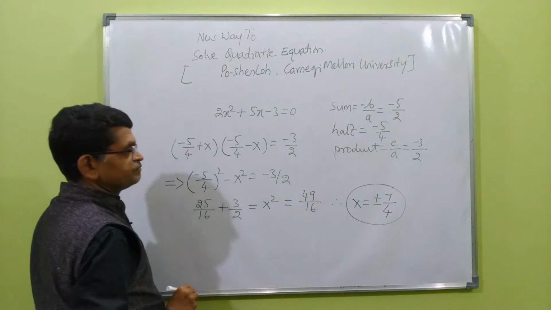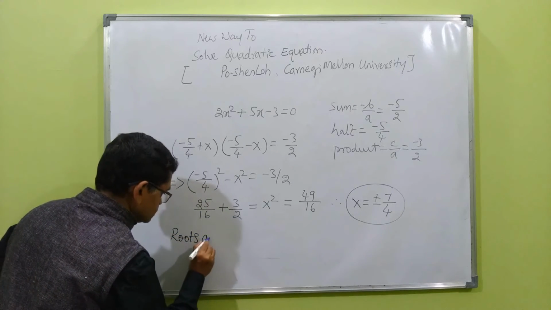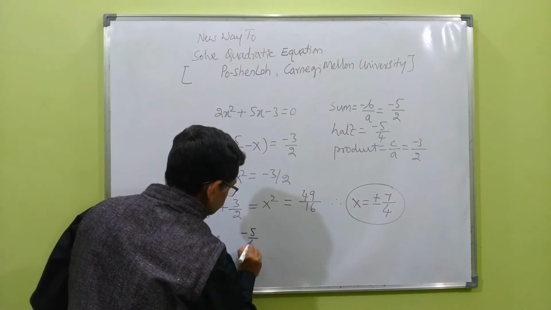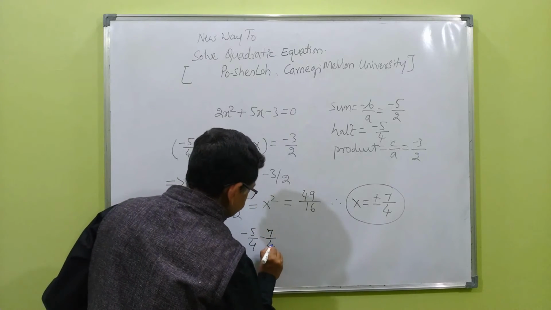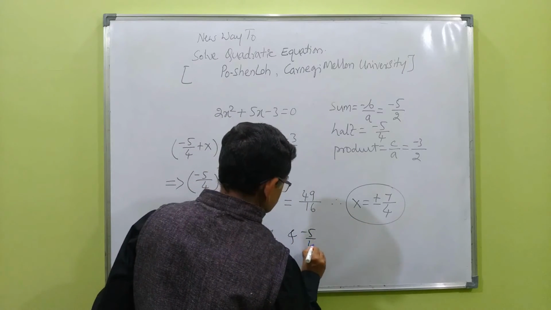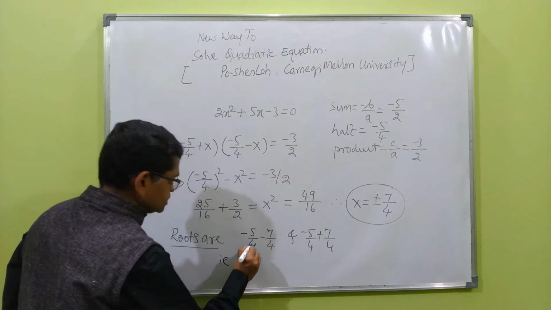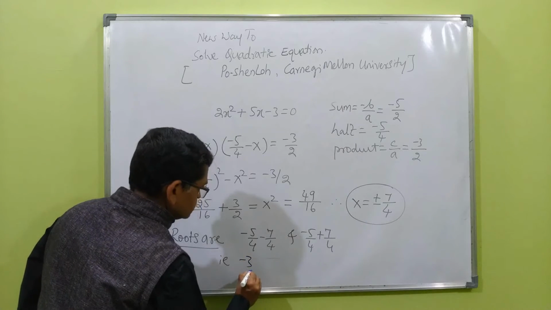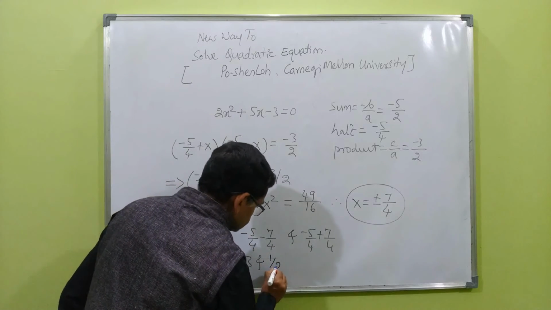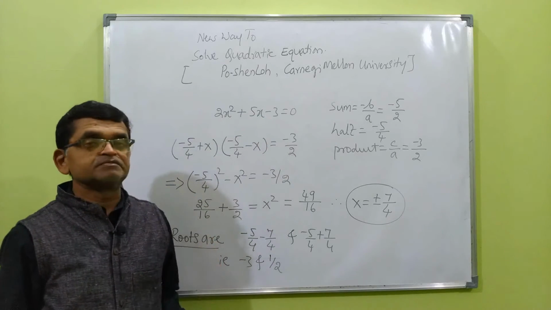You get this much. So roots are minus 5 by 4 minus 7 by 4 and minus 5 by 4 plus 7 by 4, that is minus 12 by 4, minus 3, and this will be 2 by 4, that is half. So minus 3 and half are the roots of this equation. Is it not easy?